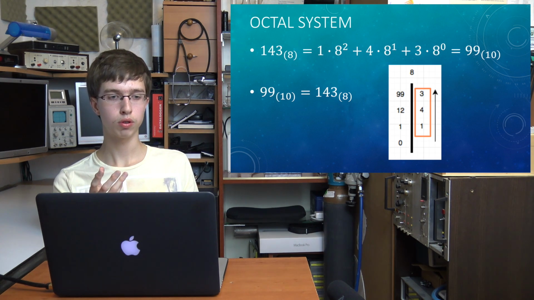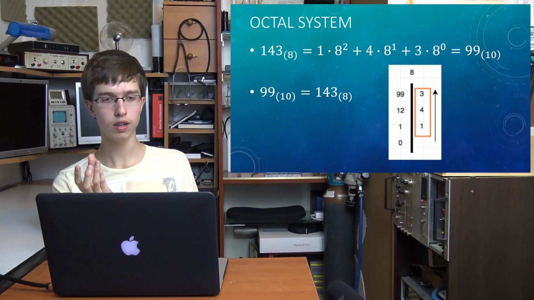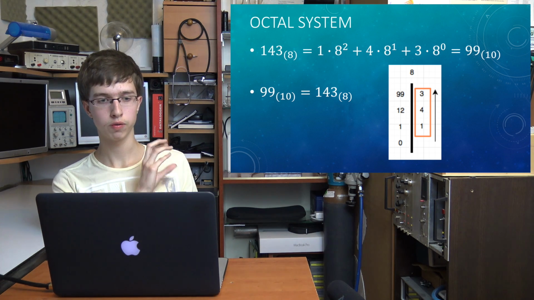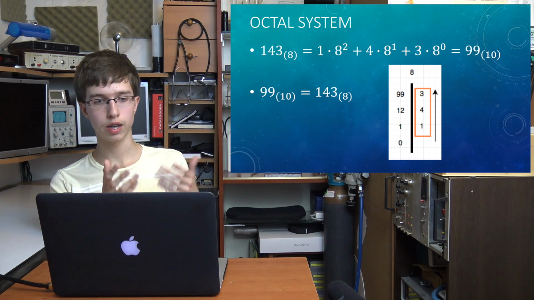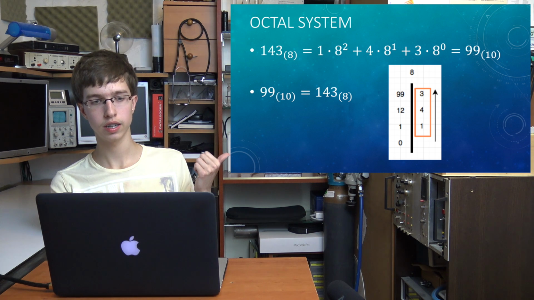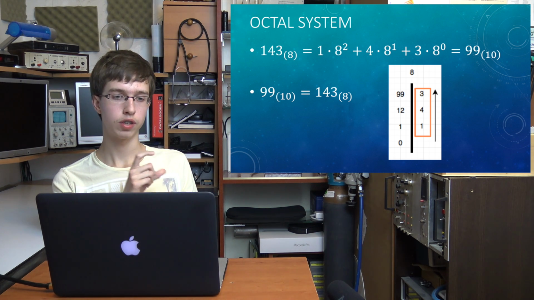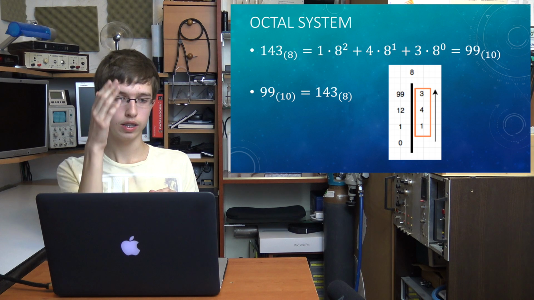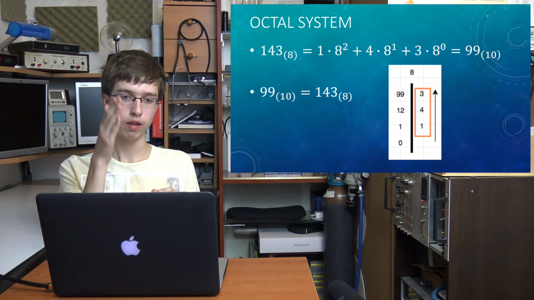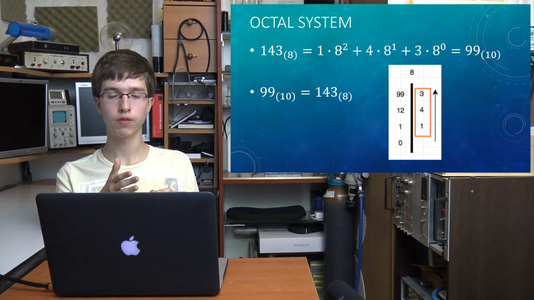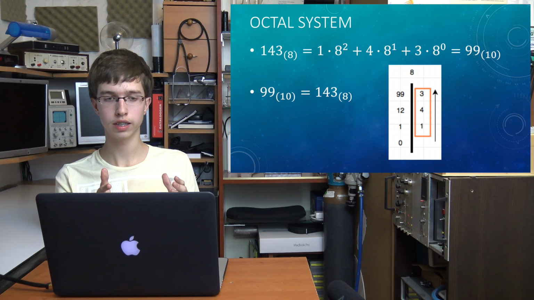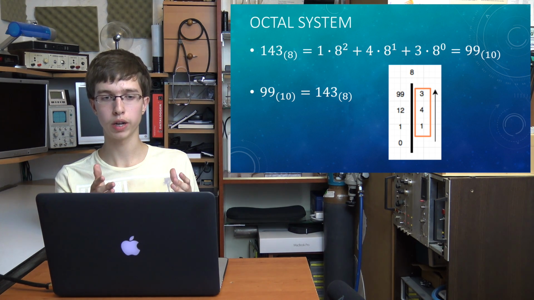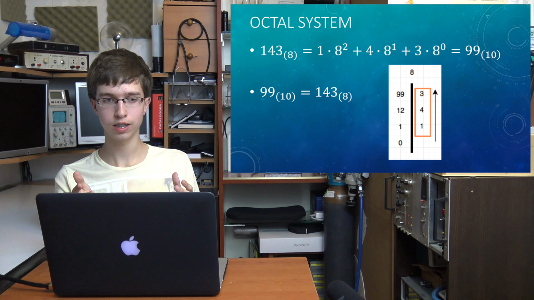Also, we can do a conversion from octal to decimal. And from decimal to octal, the steps are very similar. As you can see, here is presented this conversion from decimal to octal. In this picture, again, we have to divide by some number, but in this case we use integer division by 8, because 8 is the base of the octal system.